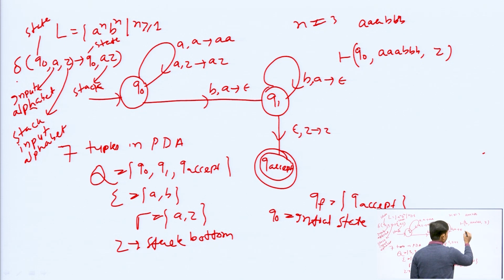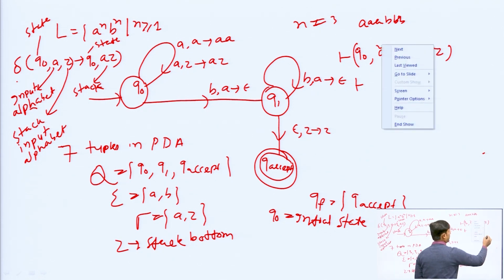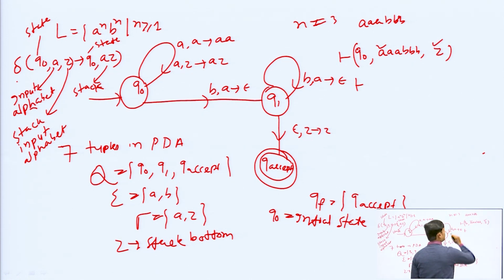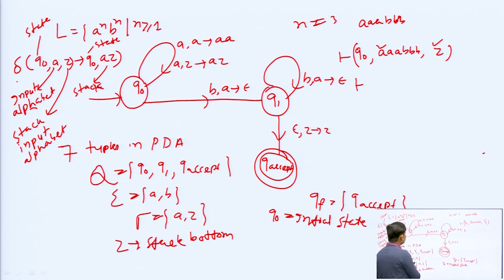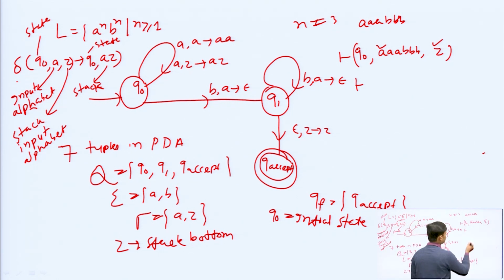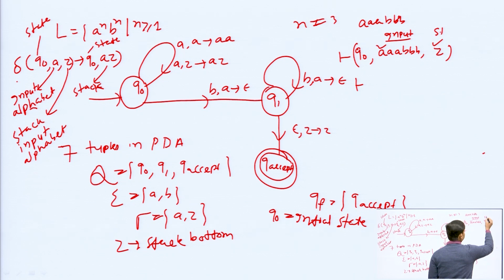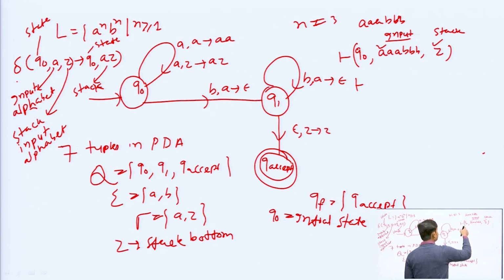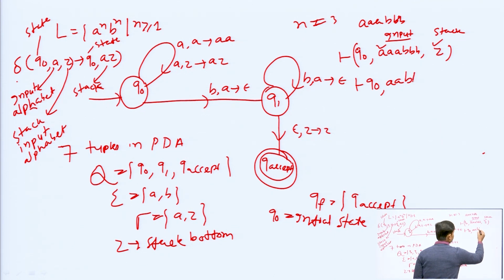Now see what the first transition is. The first transition is: input A and stack top is Z, and the state is Q0. So what you have to do is A will be pushed into the stack. You can say this is the input and this is the stack. So here Q0, input AAABBB, stack top Z, and after the push, the stack is AZ. So this is the first transition we took here.